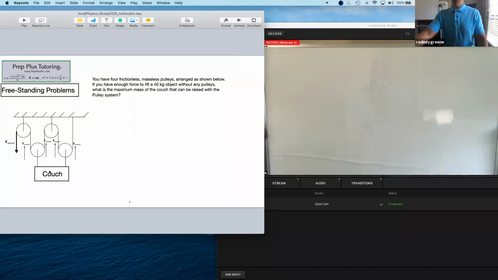And so the question asks us to figure out what's the maximum mass of the couch that can be picked up.